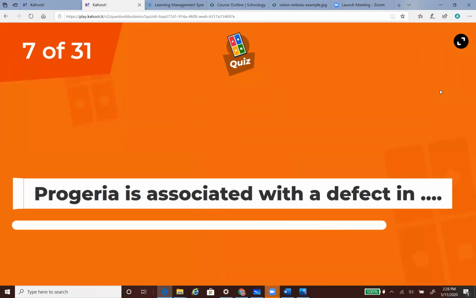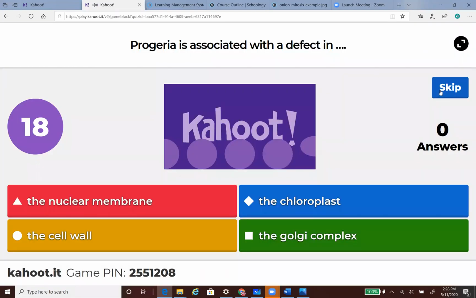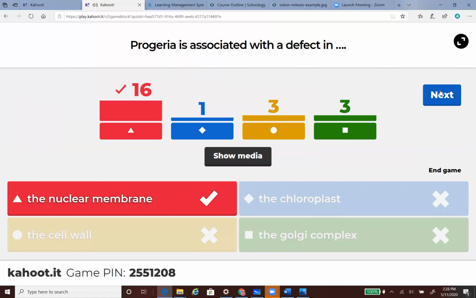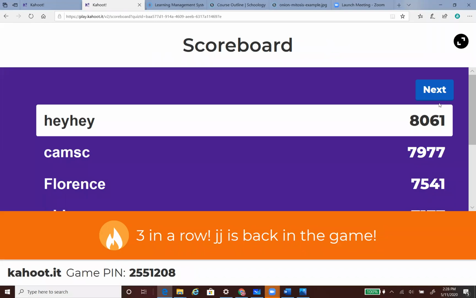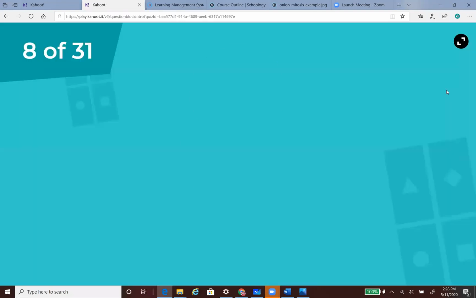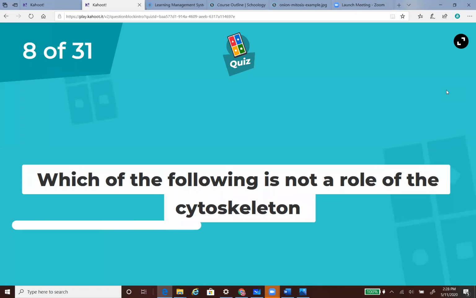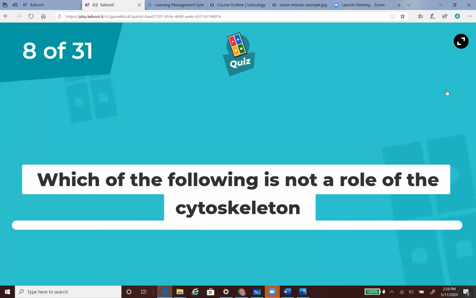Okay, this disease, rapid aging. Terrible disease. Caused by a defect in which part of the cell? I'll give you a hint, bacteria would not have this. Actually, that doesn't help. Bacteria don't have any of these except for a cell wall, actually. Nuclear membrane, very good. All right. Hayes in the lead. Chem SC, Florence. Number 8. Which of the following is not a role of the cytoskeleton?